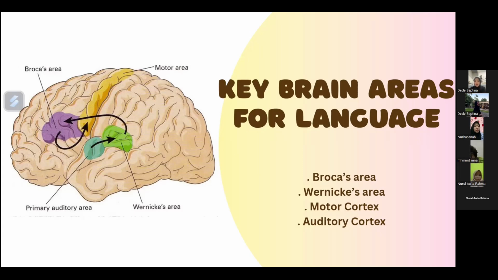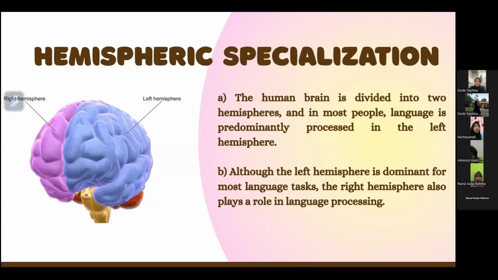And the second one, next page, please. We talk about hemispheric specialization, or the brain hemisphere roles in language. The brain is divided into two halves, the left hemisphere and the right hemisphere. One important concept in brain science is lateralization, which means that certain functions like language are more dominant in one hemisphere.